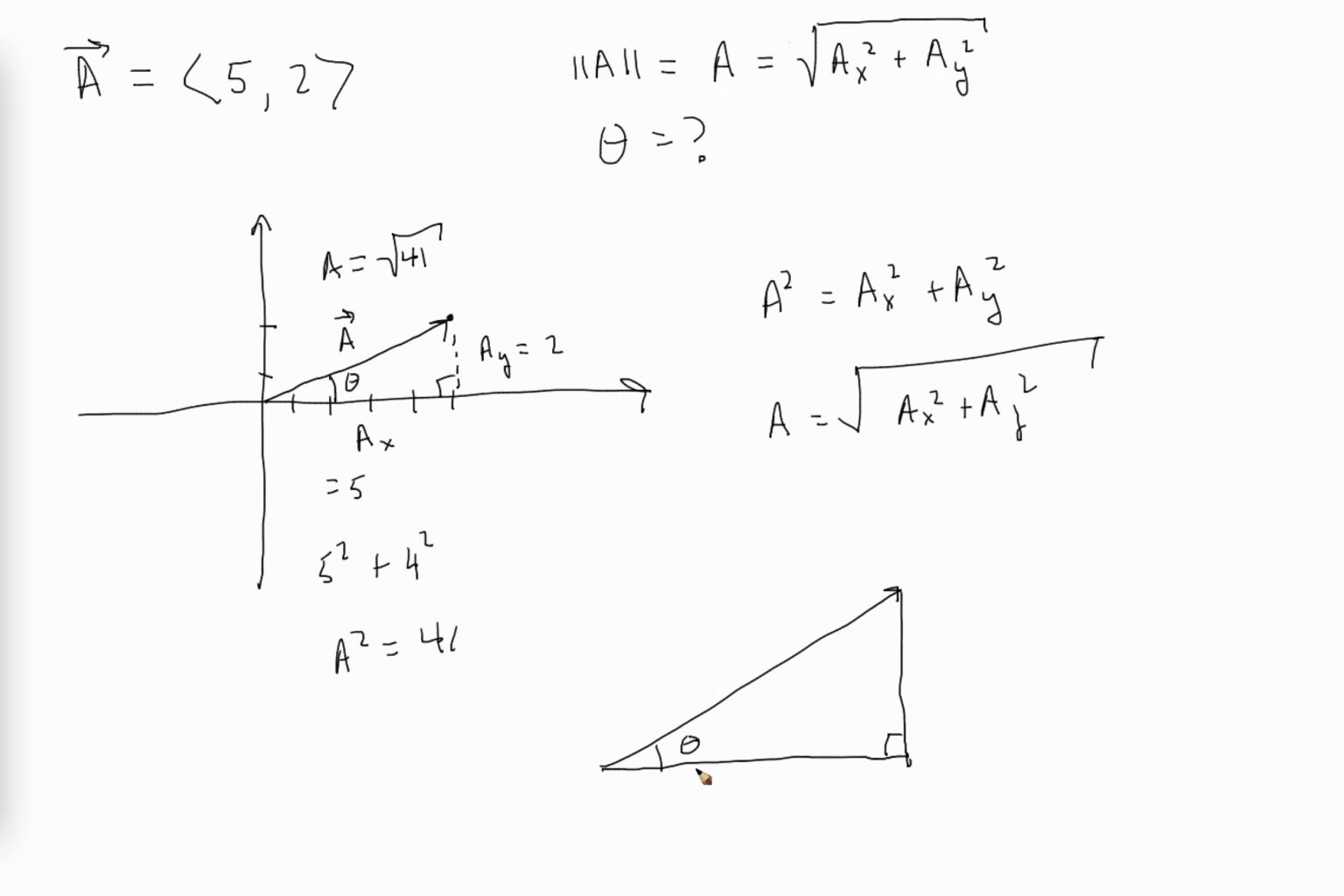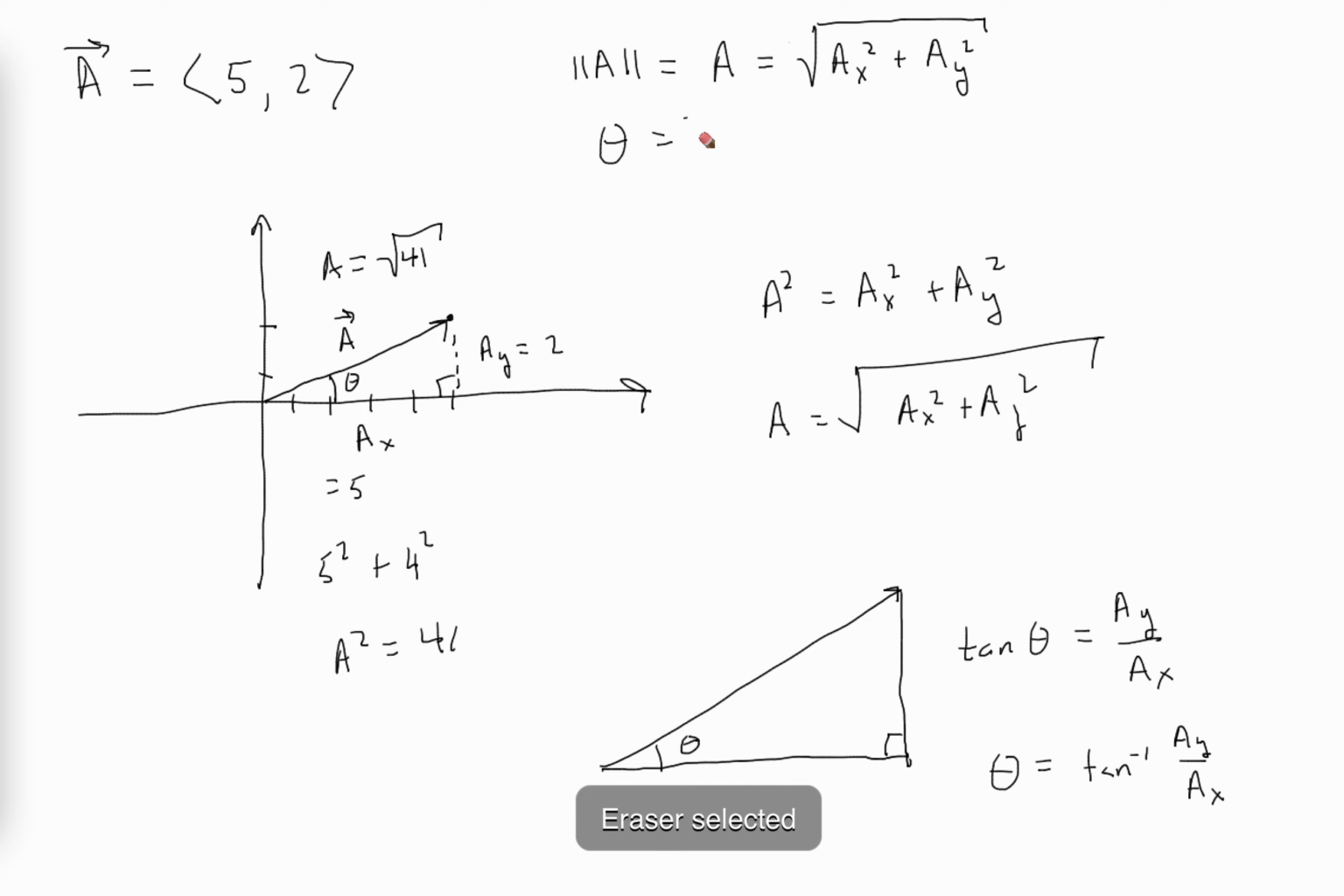Okay, so there's my angle theta. That's the angle that I'm trying to determine. And if you'll remember some trigonometry, we know that the tangent of theta is going to be equal to the opposite over the adjacent. So that would be A_y divided by A_x. Or we can just simply say that theta is the inverse tangent, or the arc tangent, of the y component divided by the x component. Okay, so that's our rule for getting theta.